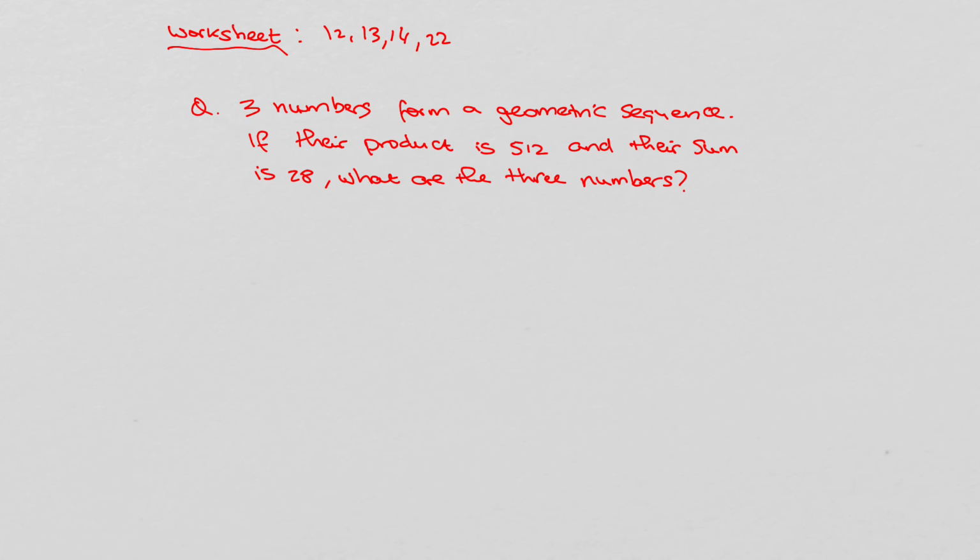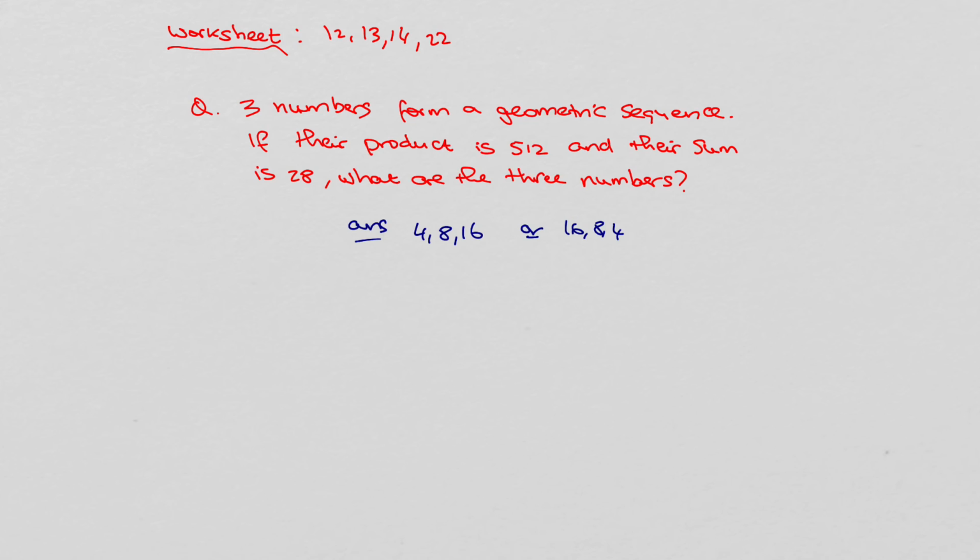Okay, so on the worksheet that I've given you, saying geometric sequences, you're going to do questions 12, 13, 14, and 22. And then for the second one there, you're going to do the question, 3 numbers form a geometric sequence, and if their product is 512 and their sum is 28, what are the 3 numbers? And then if you check your answer, you should get 4, 8, 16, or 16, 8, 4.